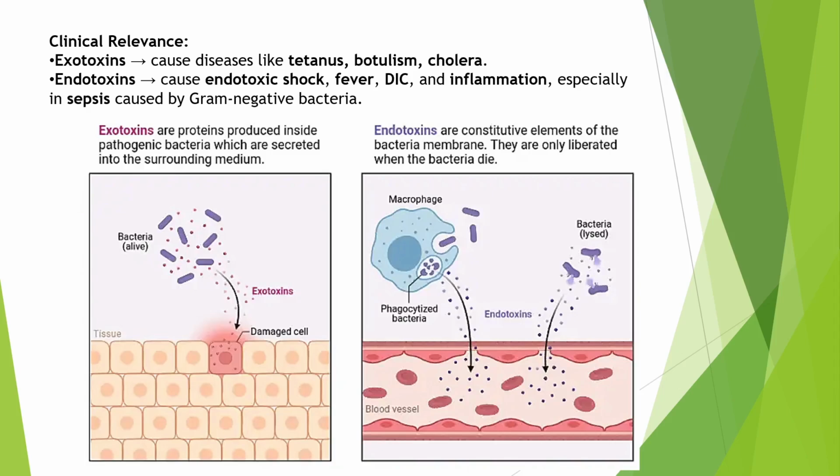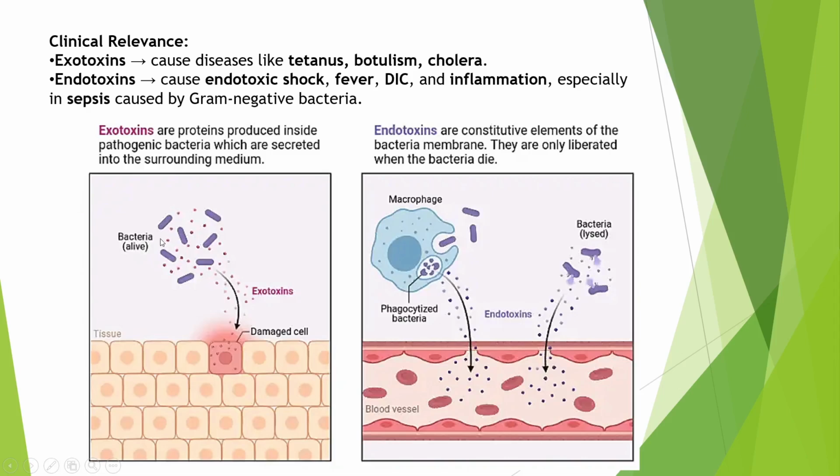Then comes the clinical relevance of it. So exotoxins cause diseases like tetanus, botulism, cholera. Endotoxins cause endotoxic shock, that is the septic shock, fever, DIC, inflammation, and sepsis, and is only by the gram-negative bacteria. So exotoxins are proteins produced inside the pathogenic bacteria which are secreted into the surrounding medium.